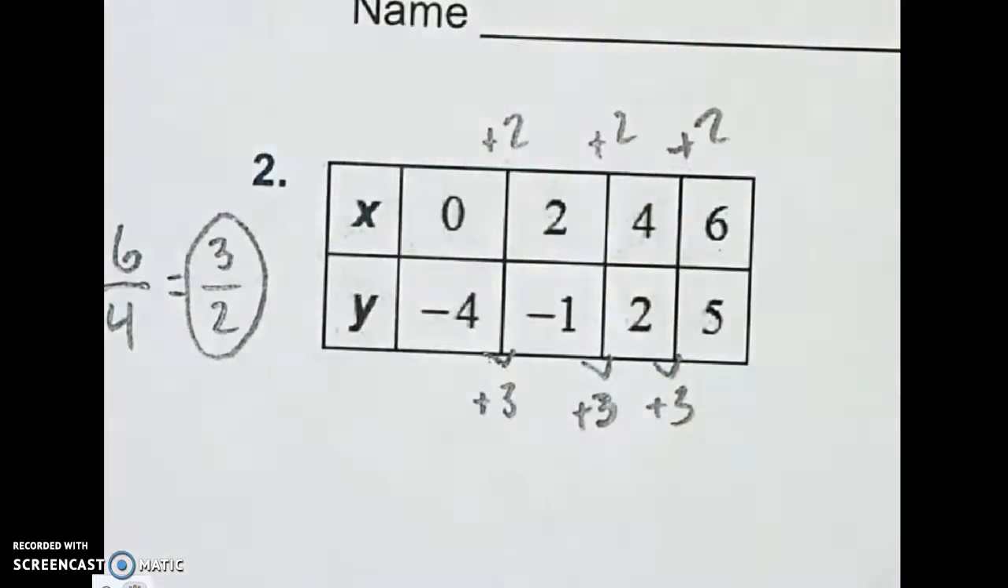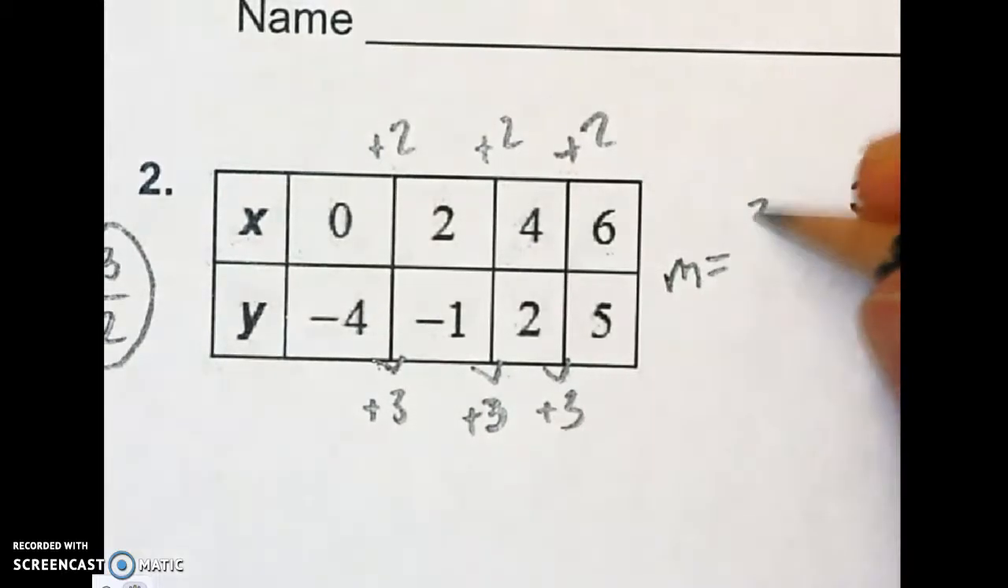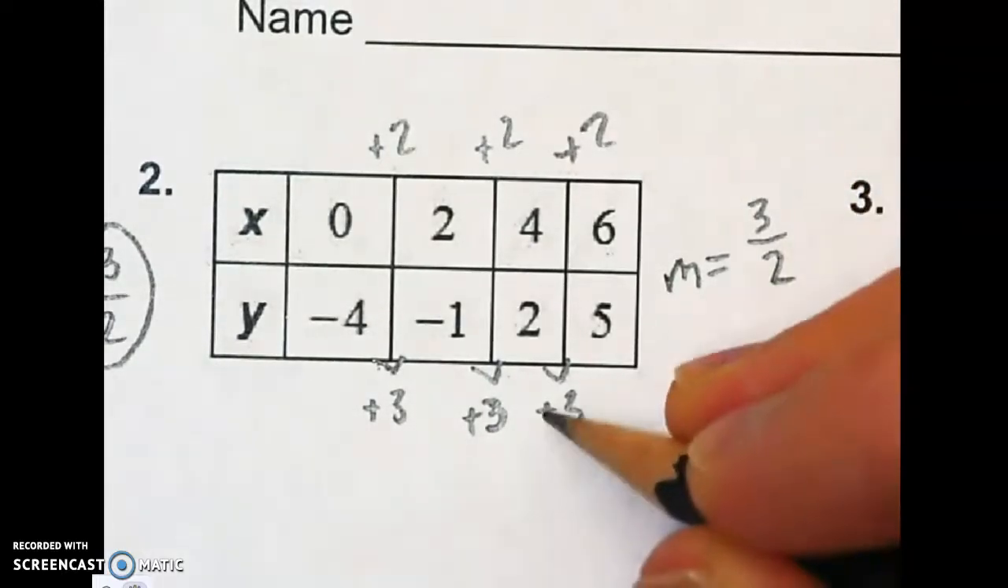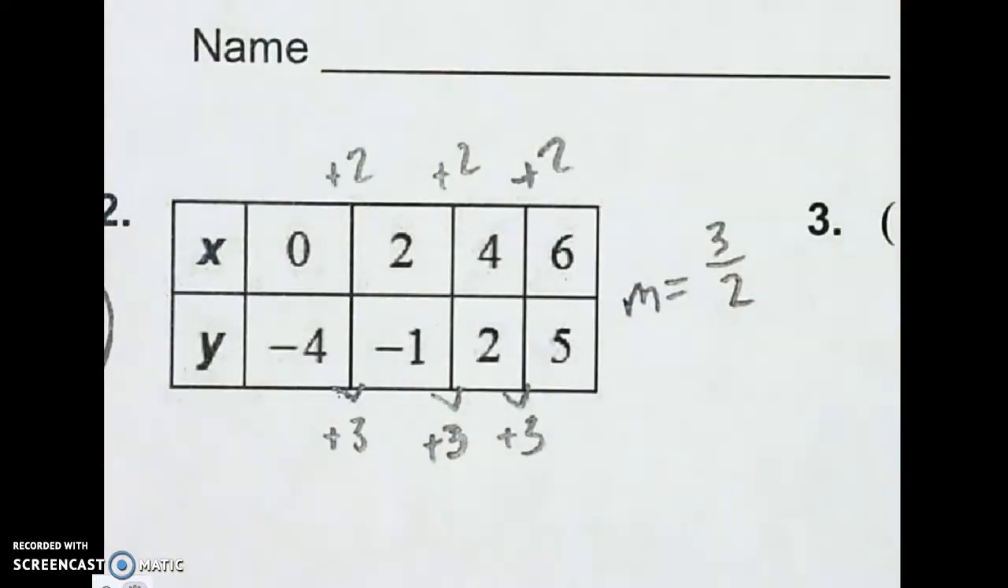So I would write my slope as 3 over 2. Remember the change in the y values are what go on top, because the y values are actually up and down on the graph.